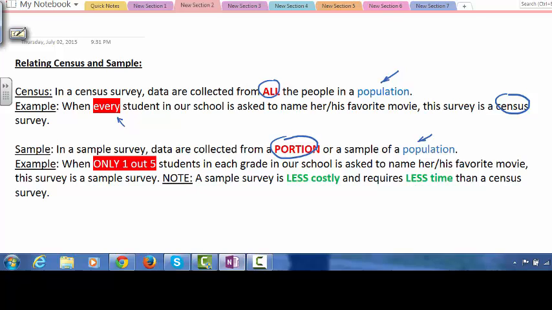A sample survey is less costly and requires less time than a census survey, for sure. If I hire some people to ask all students of a school, it's going to take more time than if I choose a portion. And if I'm doing a survey of a city, a portion is less costly. But asking all people living in this city is going to be too much money and time to spend to get the result of this survey. So this is the difference between census and sample survey.